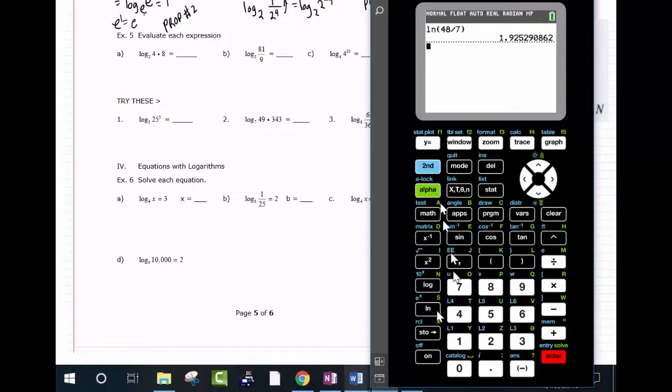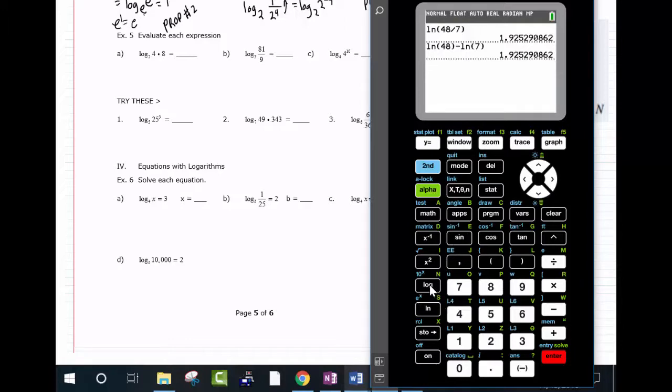Now I want you to try this. Do ln of 48. Be sure you close the parenthesis. Now subtract ln of 7 and see if that doesn't give you the same answer. Okay? And it always does. So if you have a logarithm of a fraction, it's the same as just subtracting the log of the numerator minus the log of the denominator.